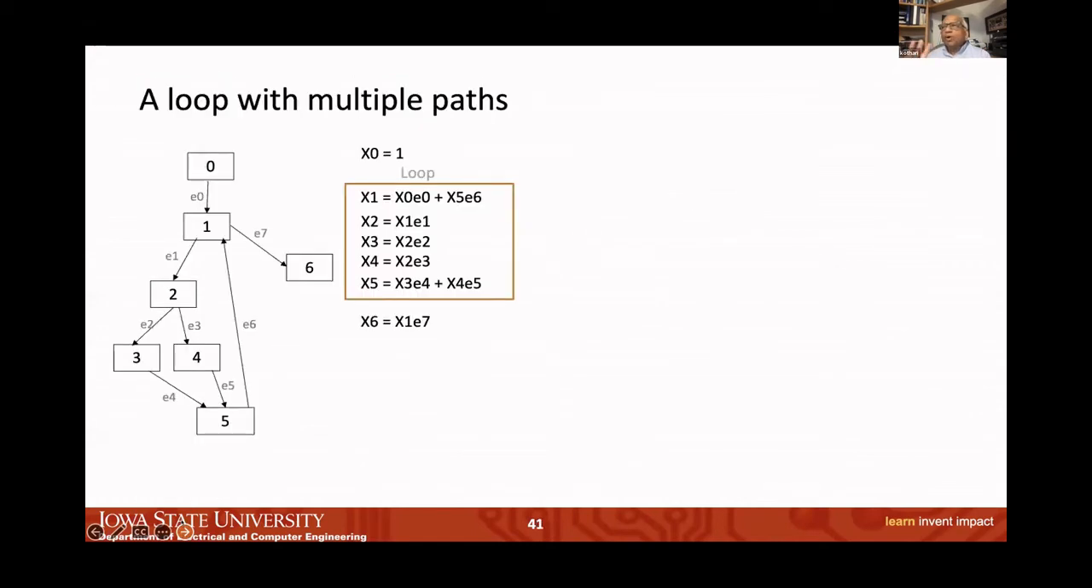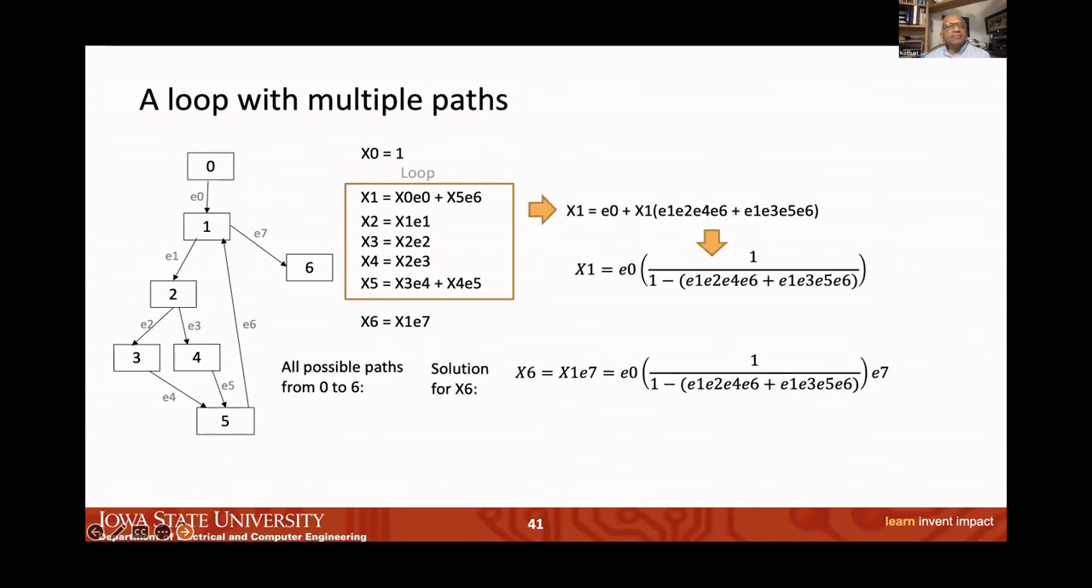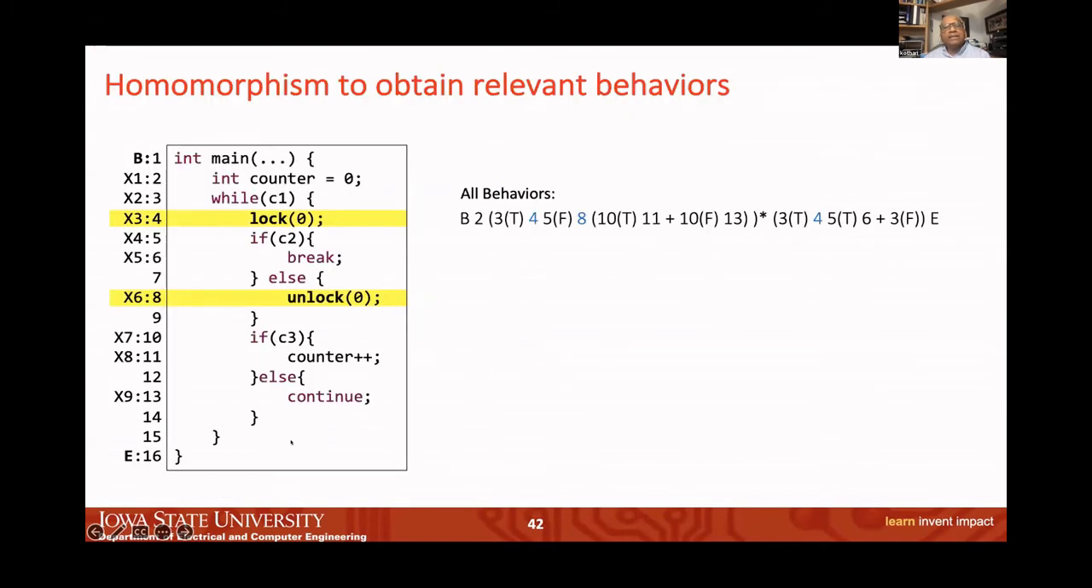And it works for all kinds of loops. Loops can have multiple paths, loops can be nested, and so on. It can be shown that this will always work. Here, I'm giving an example of a loop where there are two paths. The loop starts at 1. We can have 1, 2, 3, 5, come back to 1, or we can have 1, 2, 4, 5, come back to 1. And even here, if we set up the equations and solve them, we'll get the right answer.